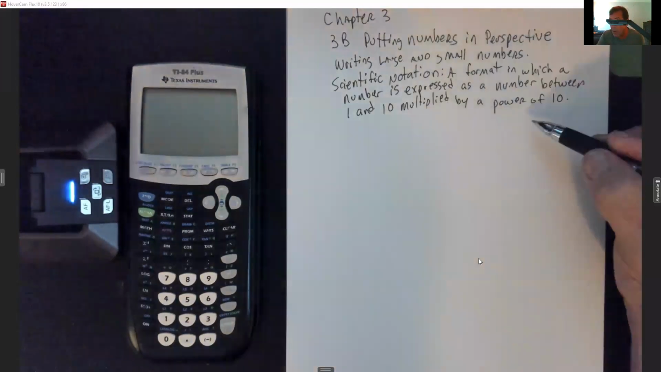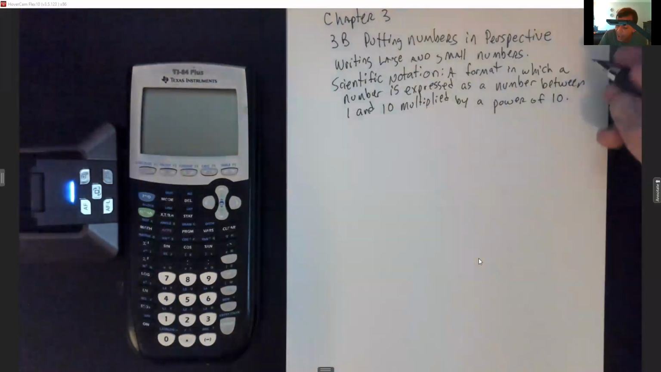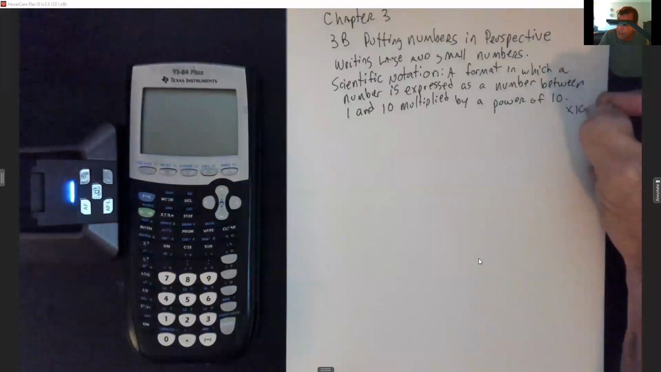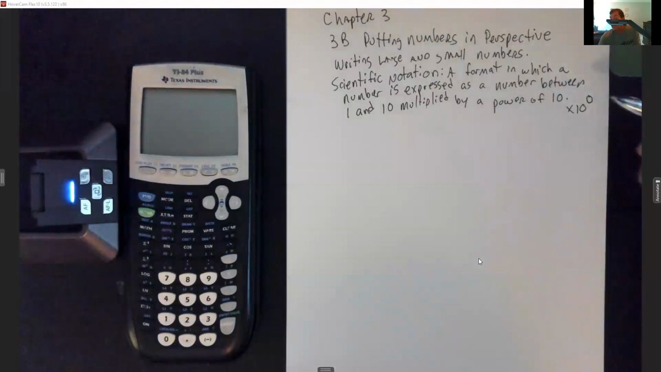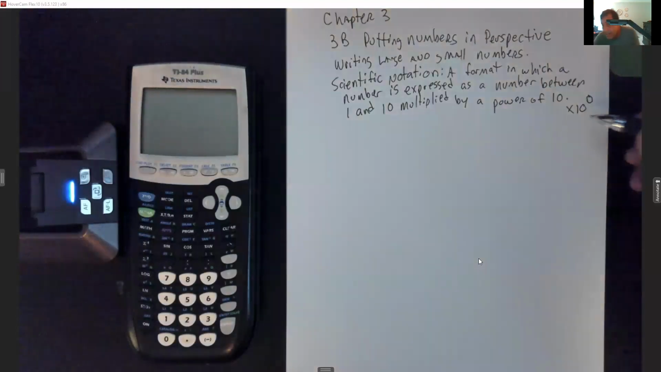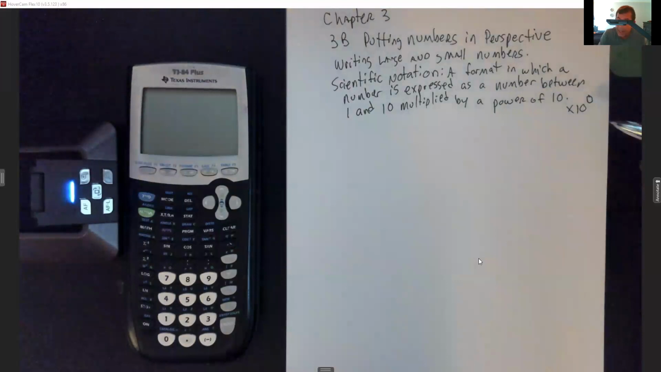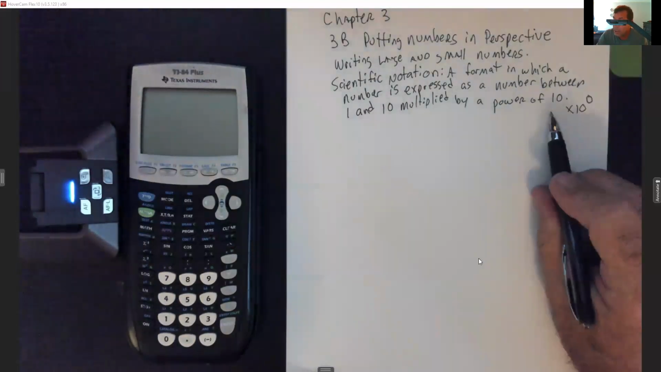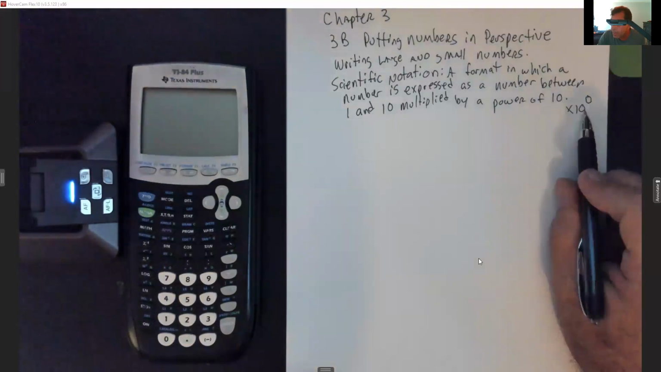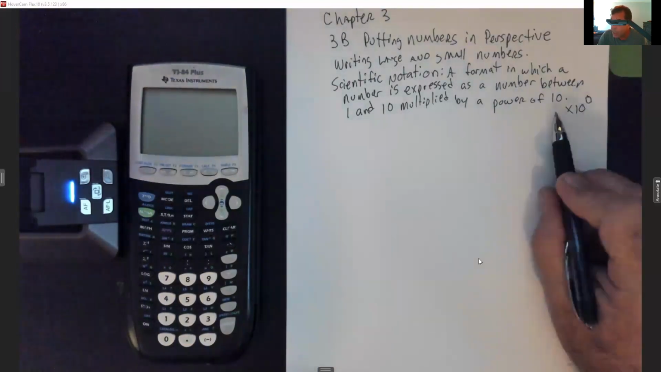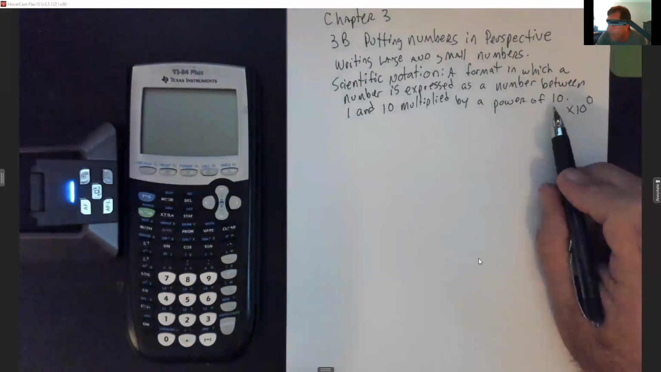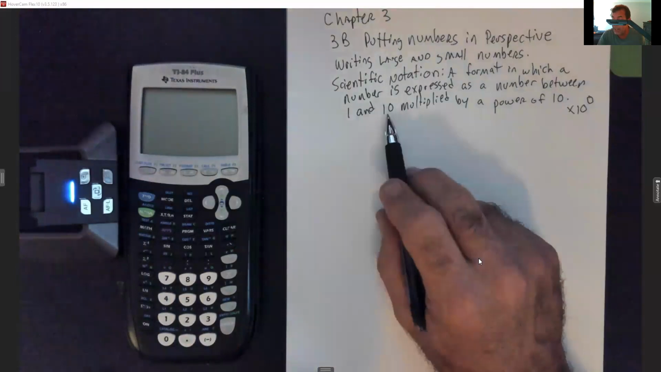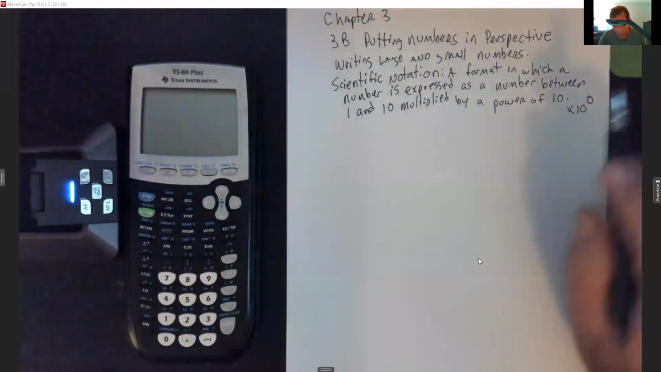So what they mean by a power of 10 is it'll be multiplied by 10 to some kind of exponent. That would be a power of 10, multiplying 10 times itself, however many times the exponent says. And then they're saying it's going to be a number in front of that between 1 and 10. So you can have 1 times 10 to the whatever, 2 times 10 to the whatever, 2.5. 2.5 is still between 1 and 10, okay? So you'll see as we do these examples.